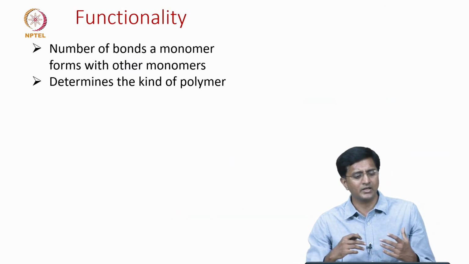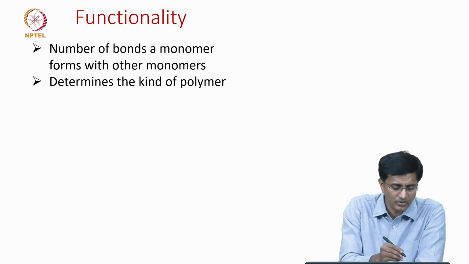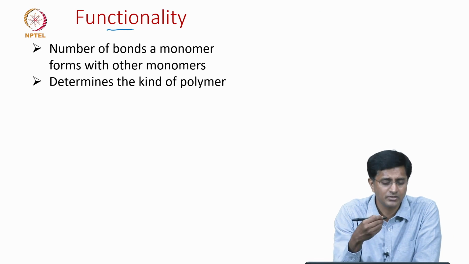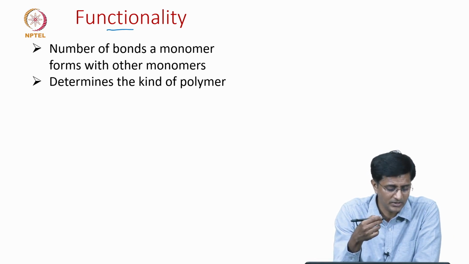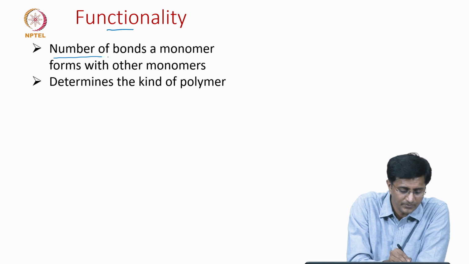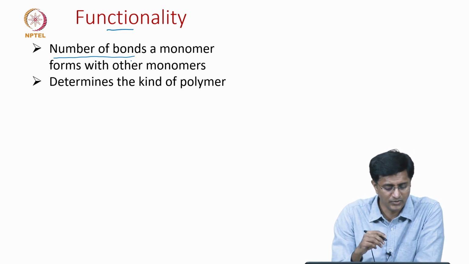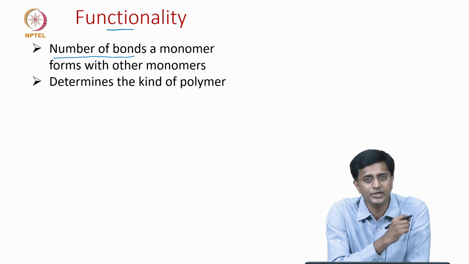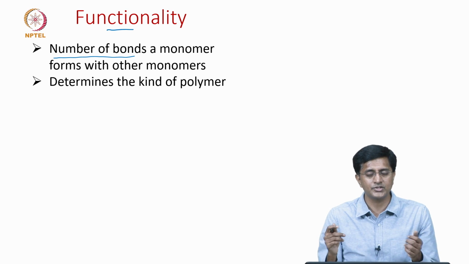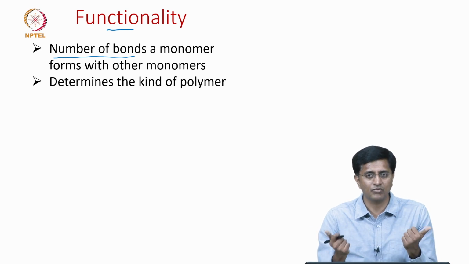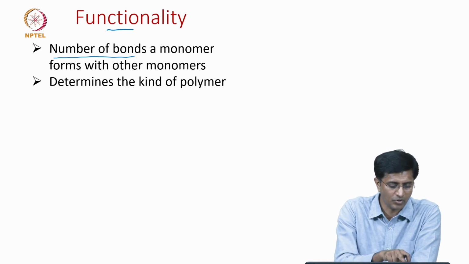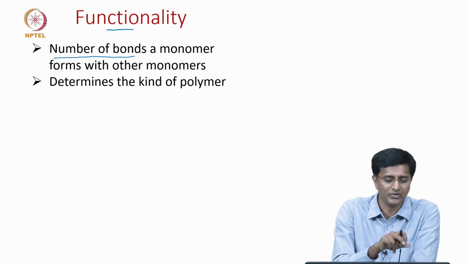Now, let us look at another interesting aspect of polymers called functionality. Let us first define what this functionality means. It is the number of bonds a monomer forms with other monomers. So, if we think of an example of polyethylene, how many bonds did it form with other monomers? It was forming one to the left and one to the right. So, it has two bonds, we call it bifunctionality.